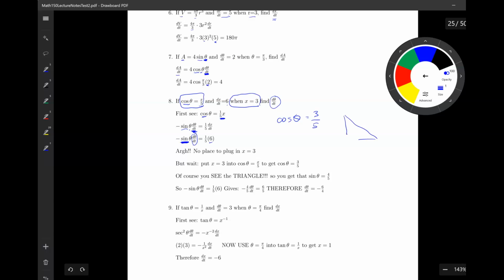Then you can't help but look at that and say, wait a minute, I see a triangle. So if that's my angle, 3/5 is adjacent over hypotenuse. To find the other side, you use Pythagorean theorem, so that's a 4. What I know, I can find sine of theta. What's sine of theta going to be off of this triangle? Sine of theta will be 4/5.